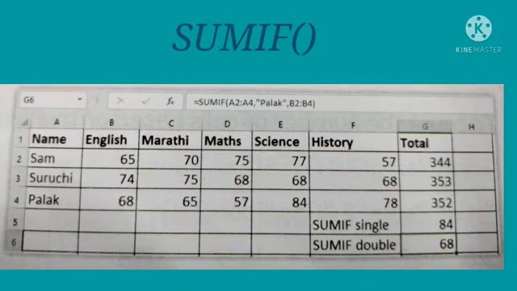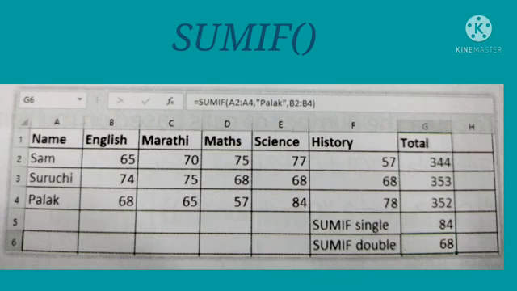Students, SUMIF function with two arguments: equal to SUMIF, left bracket, A2 colon F4, double inverted commas, Palak, B2 colon B4, close the right bracket. In example 2, only those cells of cell range B2 colon B4 will be displayed which contain the value Palak in cell range A2 colon A4.